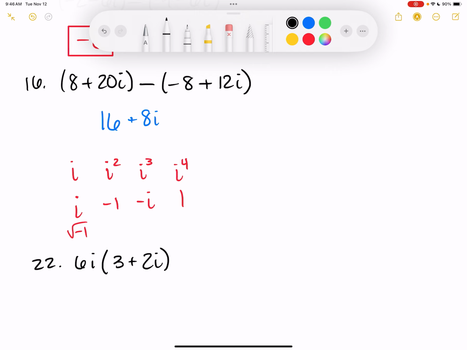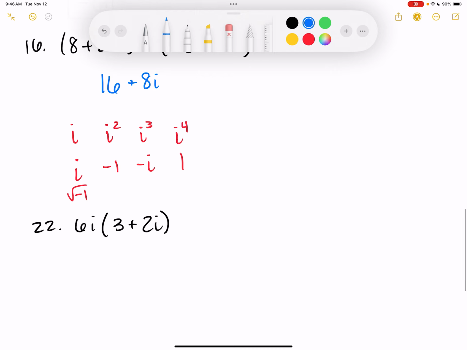Alright, so we have 6i times 3 plus 2i. We do this just like we would distribute. So 6i times 3 is 18i. 6i times 2i would be 12i squared. But we can't leave it like that. i squared is negative 1, so this becomes negative 12. What I usually do is I just mark through it and write negative 12 like that. That'll be more relevant when we get to the later problems in this section that are more in depth.